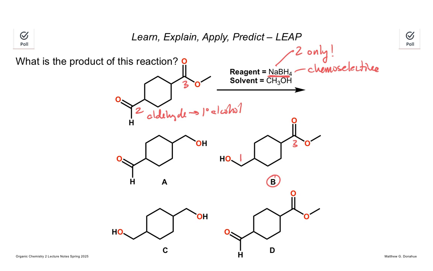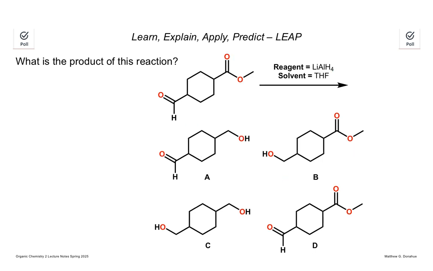Yeah. So if you use the other one with aluminum, would C be the product? Because it would go after both of them? Two problems we wrote for both of these.